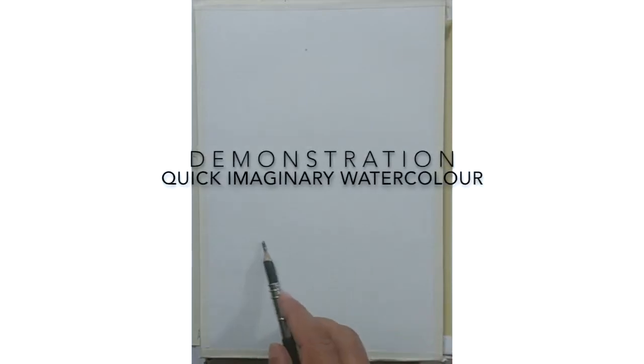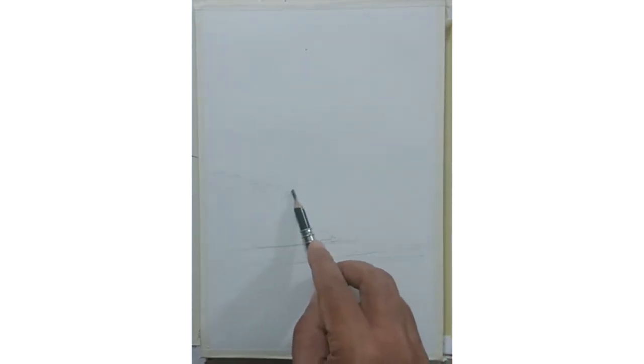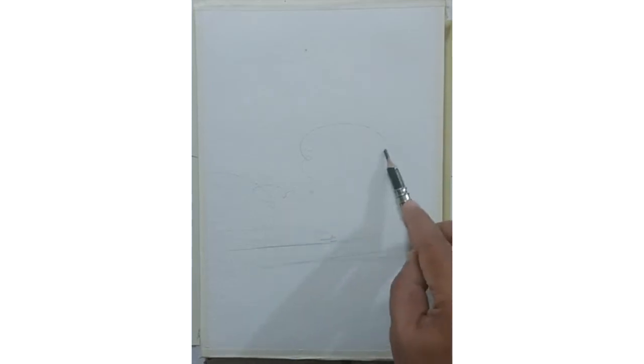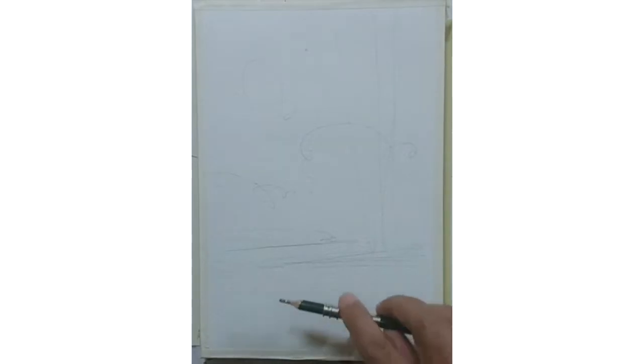Hello friends, in this video I'll be trying to do a quick random demonstration. When I say random, I don't have a very clear reference or idea. I'm just sketching some idea from my mind. It is having some piece of land and some foliage, etc. Some maybe distant trees, some vertical trees, etc.